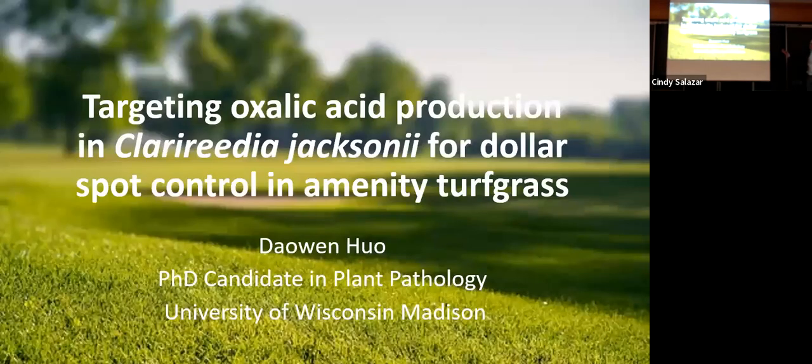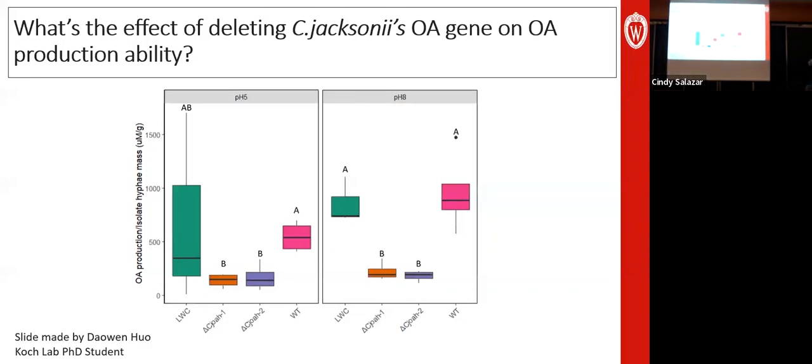Okay, so I mentioned Dallin before. She's doing a lot of this OA work, and she really wanted to do a lot of molecular work. Her background, she had a master's degree from Ohio State in tomatoes, doing molecular work in tomatoes. So she came to my lab, and we wanted to utilize her molecular expertise to really get a better understanding of what OA is doing within Clarireedia, the dollar spot pathogen. What Dallin did is work with Mehdi Koch, who's a professor in our department at Wisconsin, who does a lot of molecular plant pathology work.